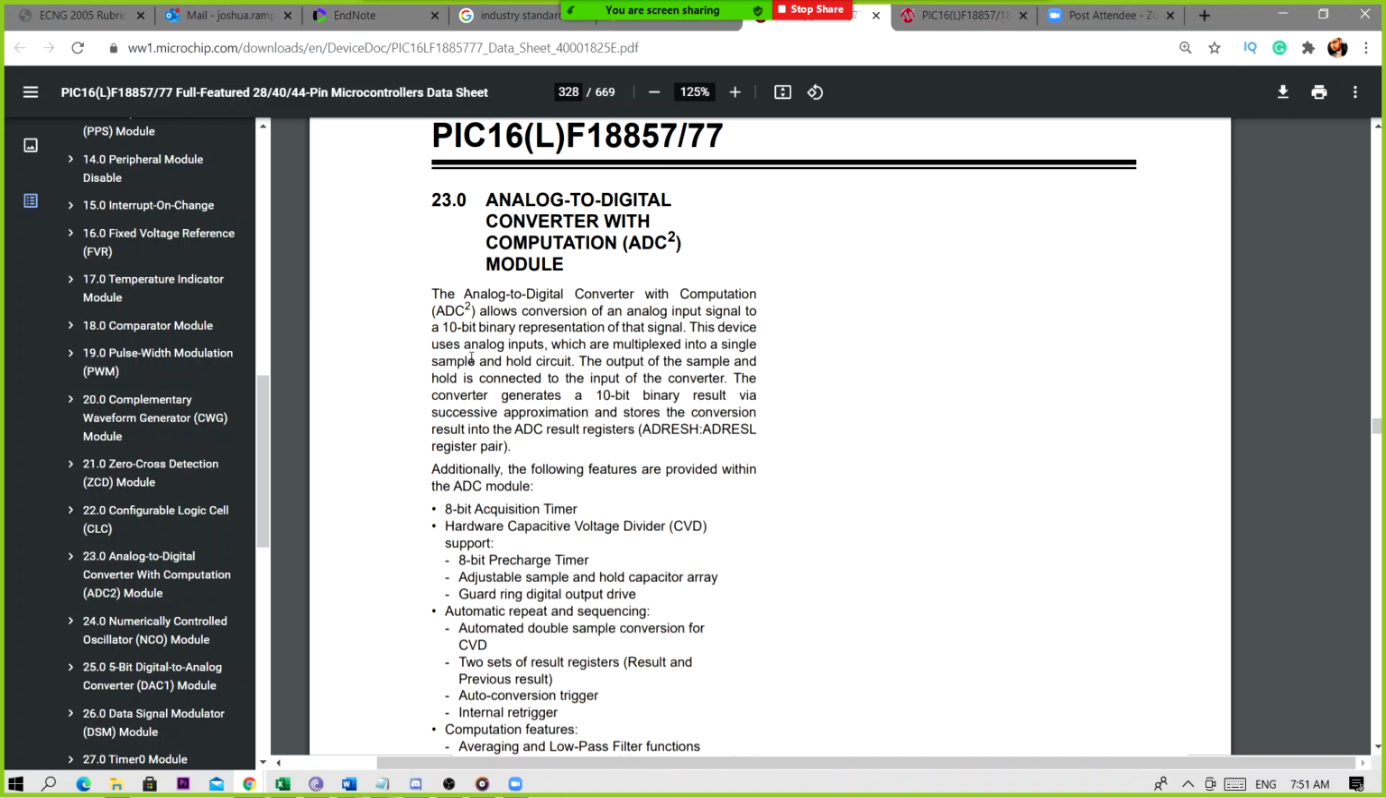This device uses analog inputs, which are multiplexed into a single sample and hold circuit. All right. So to convert an analog signal to a digital signal, you need a sample and hold circuit. In other words, you need a circuit that is going to catch the voltage, for want of a better word, right? Yeah. You need a circuit that will sample the voltage and then keep the voltage constant while you're converting, because the live signal will be changing over time, right? Yeah. All right. So you can't convert a signal that is changing. That wouldn't make sense, right? Yeah, from an electronic point of view.